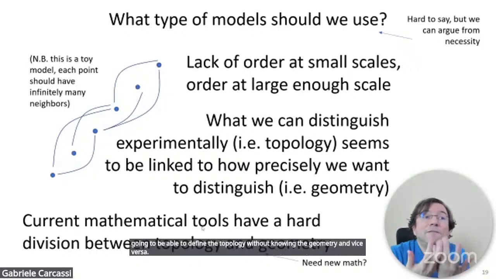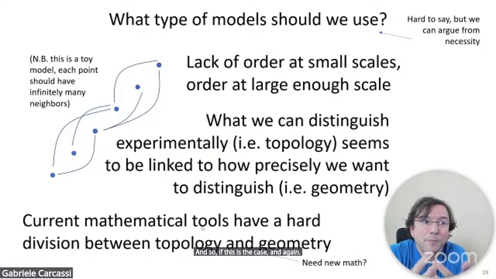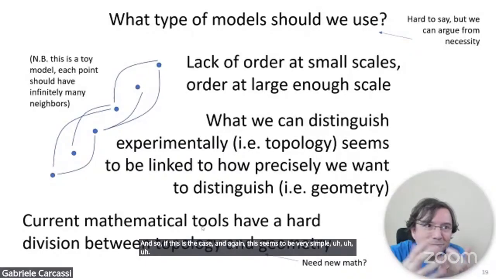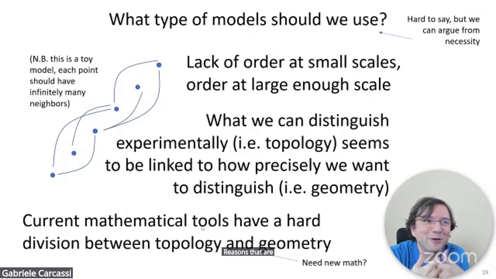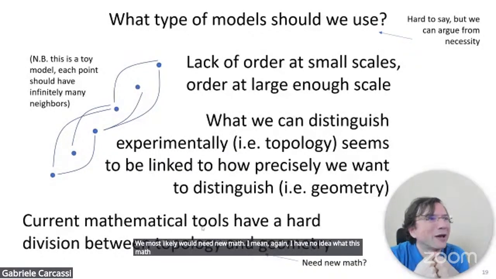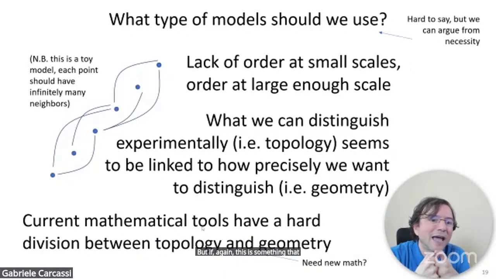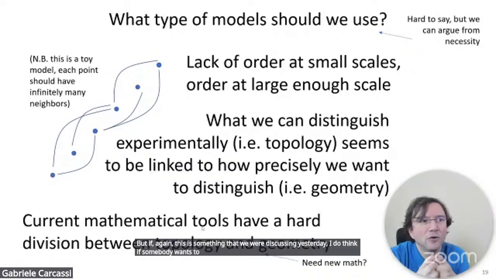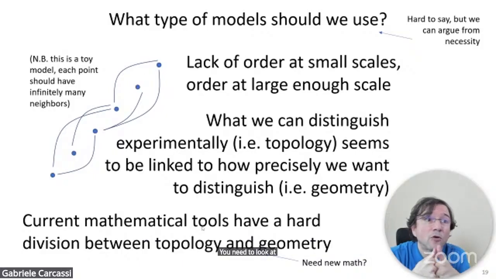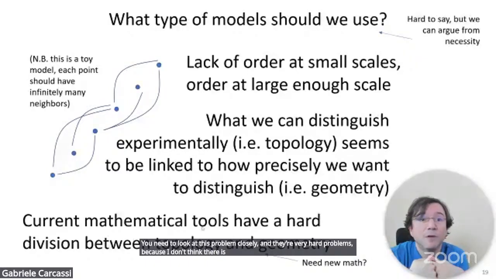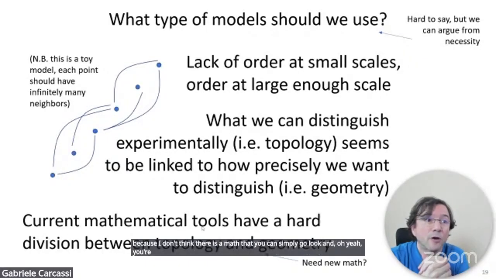And so if this is the case, and again, these seem to be very simple reasons that are very simply grounded, then it would mean that we most likely would need new math. Again, I have no idea what this math would be, and right now I'm not working on this. But this is something that we were discussing yesterday. I do think if somebody wants to seriously look at what are the mathematical structures that you need to look at this problem closely, they're very hard problems, because I don't think there is math that you can simply go look at and, oh yeah, you're going to find the problem solved.